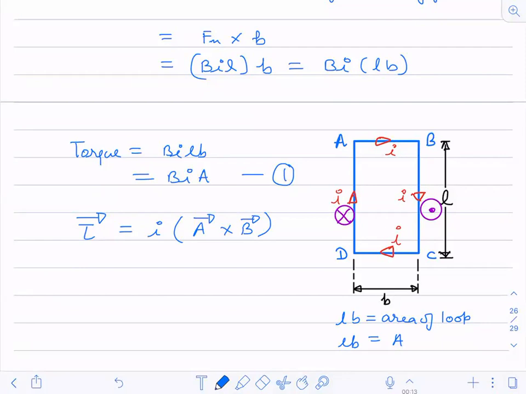So this is the expression for the torque in vector form. And if you want to calculate the direction, you can calculate using the vector concept, as well as the right hand thumb rule. I'm not going into how to calculate the direction using cross products and all. So this is equation number 2 now.